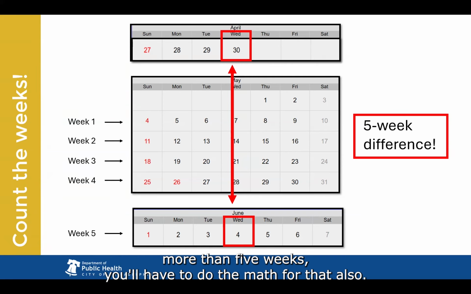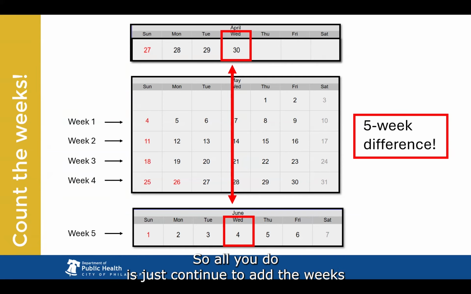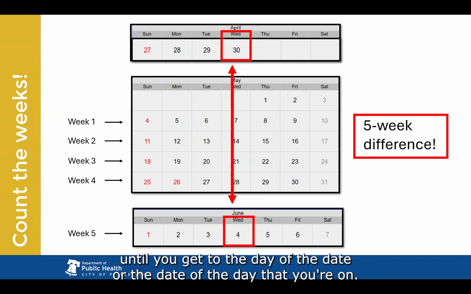Now, if you have more than 5 weeks, you'll have to do the math for that also. So all you'll do is just continue to add the weeks until you get to the day of the date or the date of the day that you're on.